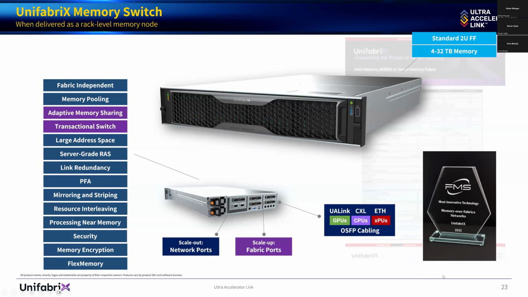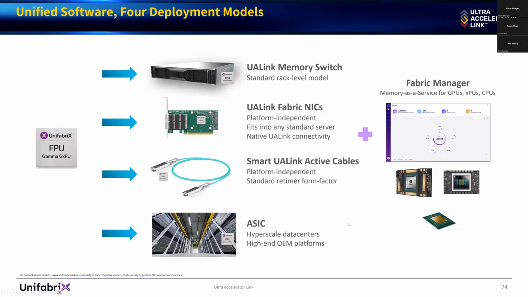We call it memory over fabrics, and it was awarded as the most innovative technology at FMS last August. A single instance can support up to 32 terabytes of mainstream memory, and it uses standard OSFP cabling. It can come in other form factors. The standard memory node as an appliance is the one at the top. It can also come as a UALink fabric NIC, and this is a new concept, which is platform independent.